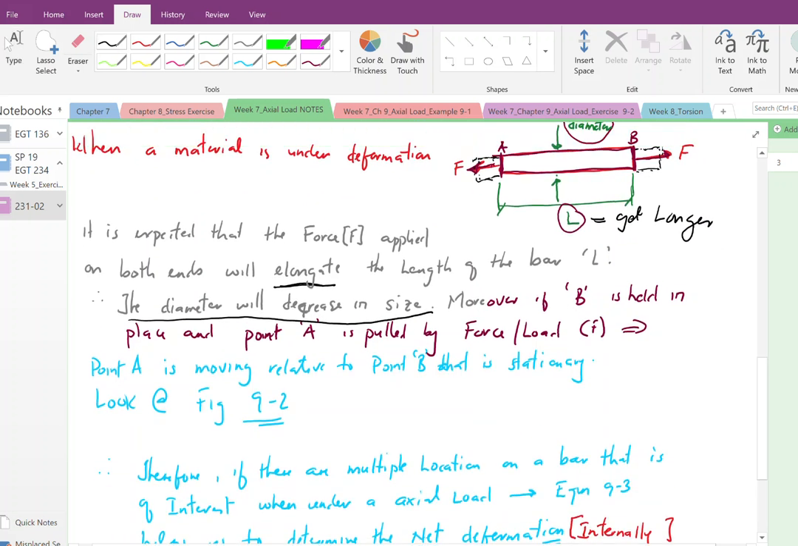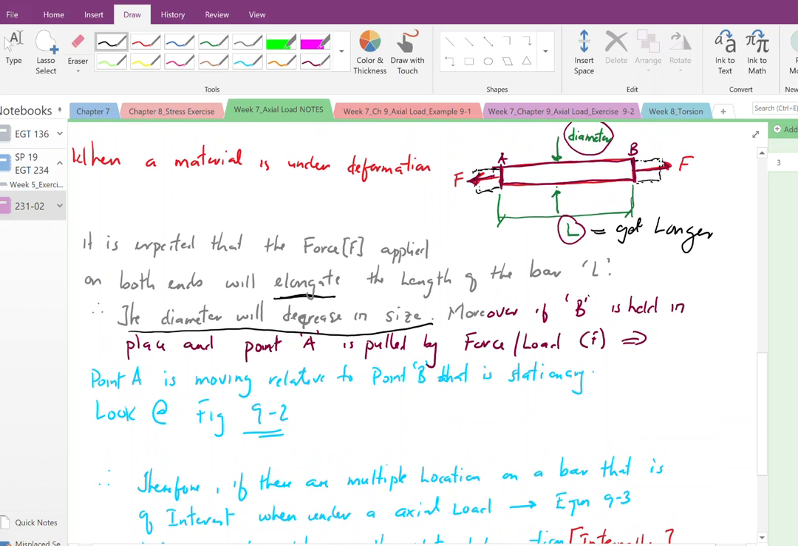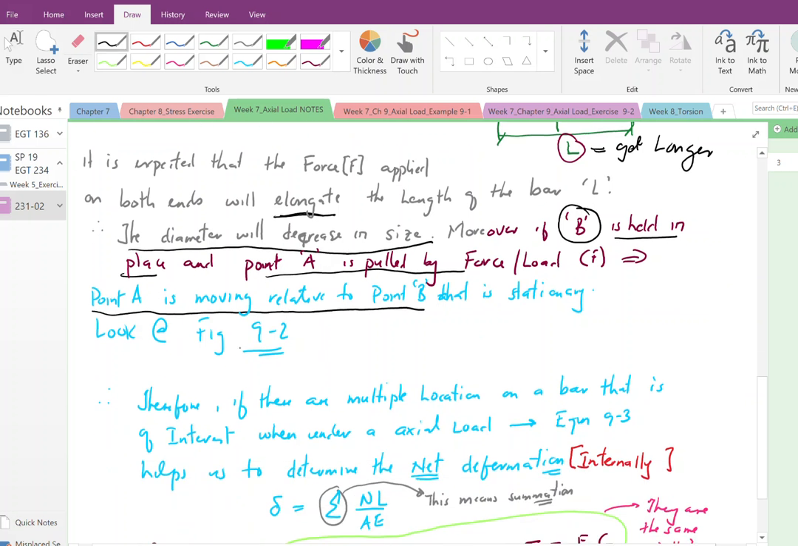But keep in mind that your point B is held in place, and point A is pulled by force. Okay, so this place is typically fixed. You will pull in this area, or this particular section of the bar. Okay, so at that point we say point A is moving relative to point B, knowing that B is stationary. For more information, please look at figure 9.2.